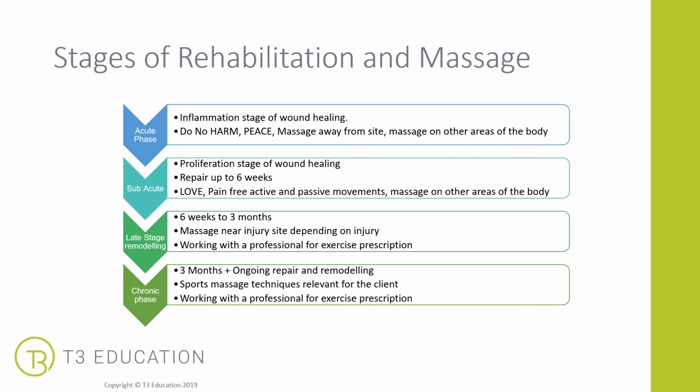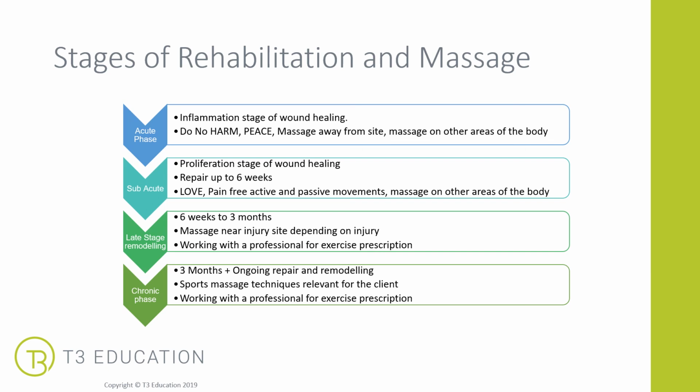So the first phase is the acute phase. This is where the inflammation stage of wound healing is occurring. There's going to be lots of inflammation, so you may see some of those signs such as rubor and calor. This is where we can recommend the POLICE acronym. So protect the area, optimally load, ice, compress and elevate.